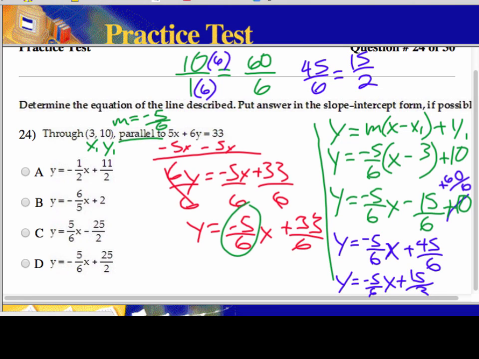Is that correct? Wait, I don't see that. Uh-oh. Oh, you know what I did? I messed up. What's negative 5 times negative 3? Positive. So this changes to 75 over 6. And if we come over here, we say 75 over 6, and then that becomes 25 over 2, right?